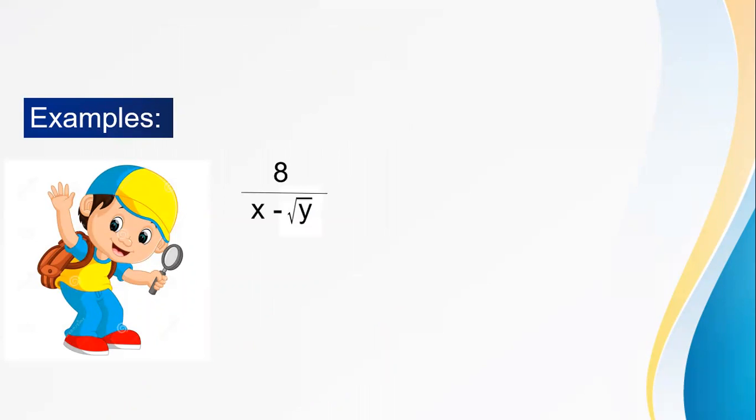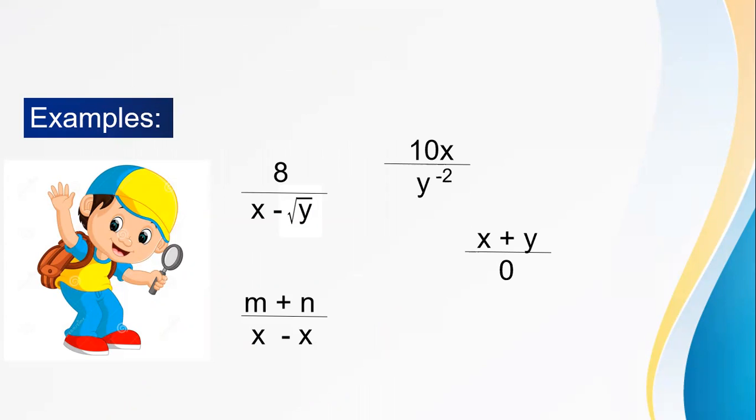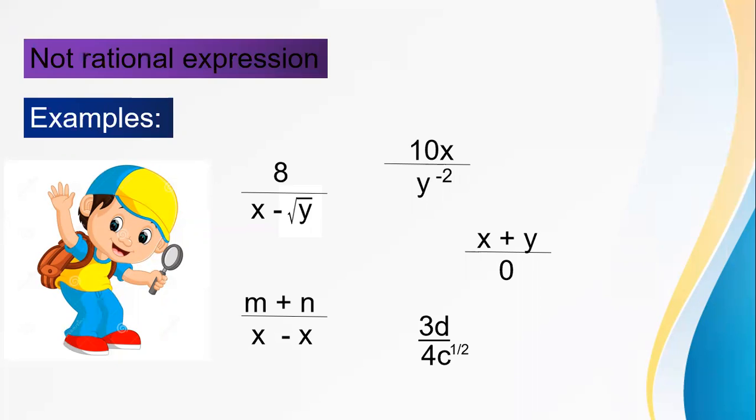Examples: 8 over x minus the square root of y, m plus n over x minus x, 10x over y raised to negative 2, x plus y over 0, 3d over 4c raised to 1 half. Now, these examples are examples of not rational expression.